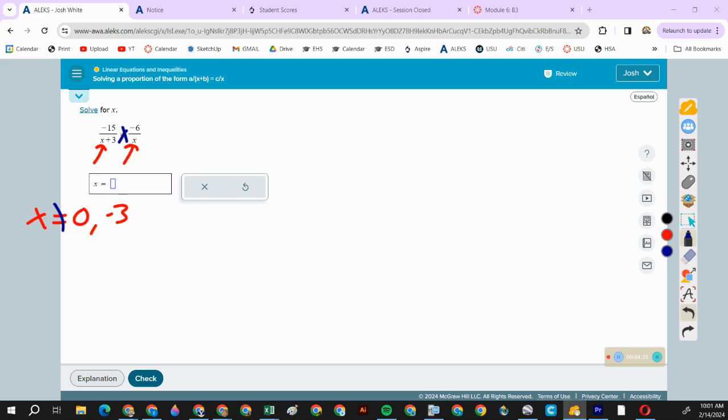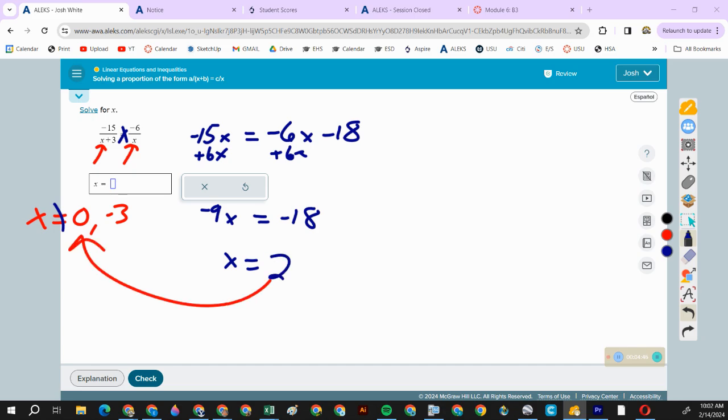So we cross multiply. -15x is equal to -6x minus 18. How about we add 6x to both sides: -9x equals -18, divide by -9, and x is 2, and I have to check, is that number in the forbidden list? No. So the answer is just 2. What if it is in the forbidden list? Then we would just throw it away, and there would be no solution.